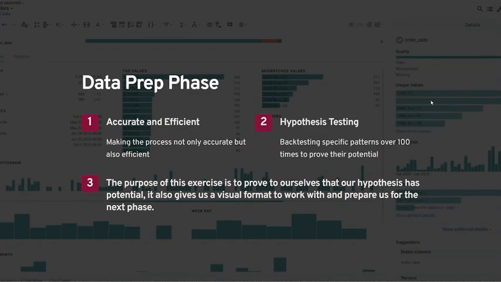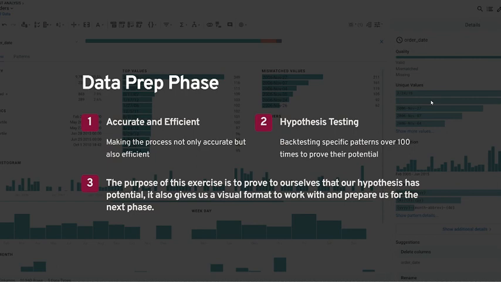From there, we're going into the data prep phase. The purpose of this exercise is to prove to ourselves that our hypothesis has potential. It gives us a visual format to work with and prepares us for the next phase. What you don't want to do is take an idea and just start jumping straight into data, because your time is valuable and you don't want to be wasting it on ideas that have no potential at all.